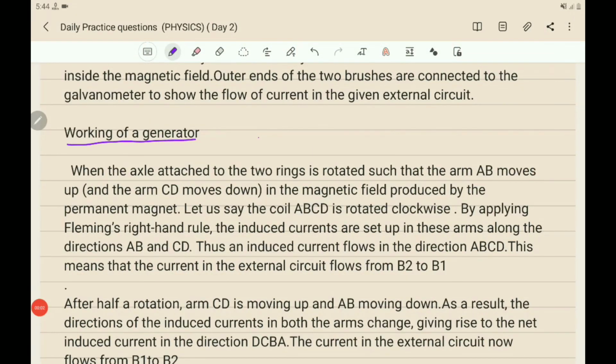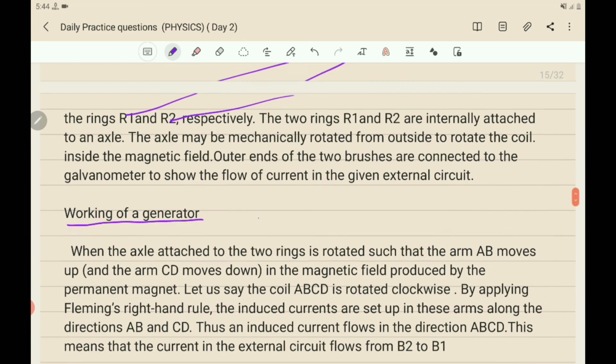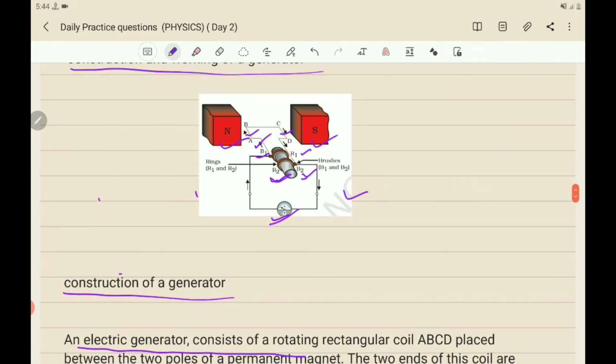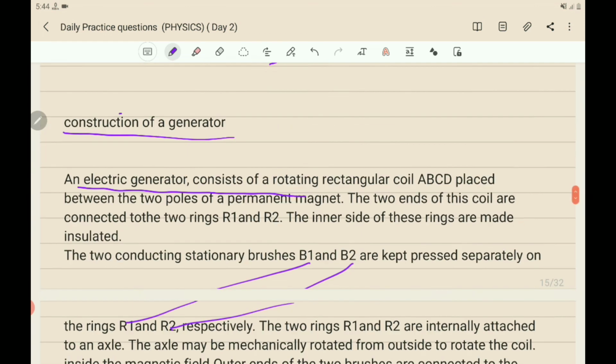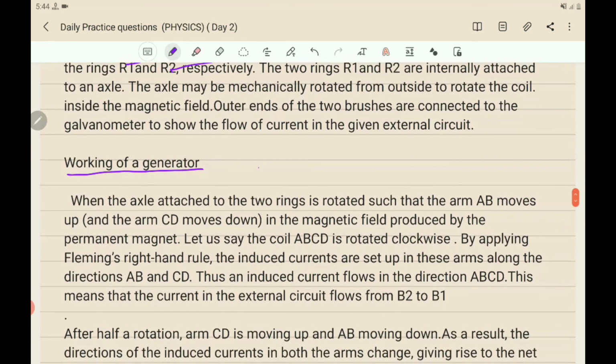Now about the working of a generator. When the axle attached to the two rings is rotated such that the arm AB moves up and the arm CD moves down in the magnetic field produced by the permanent magnet. Let us say that the coil ABCD is rotated clockwise.